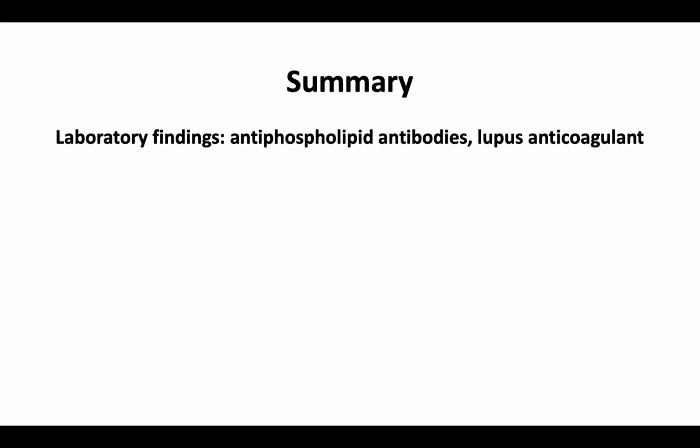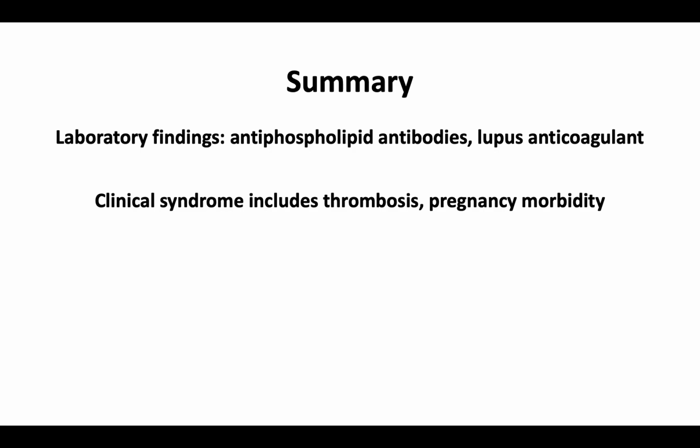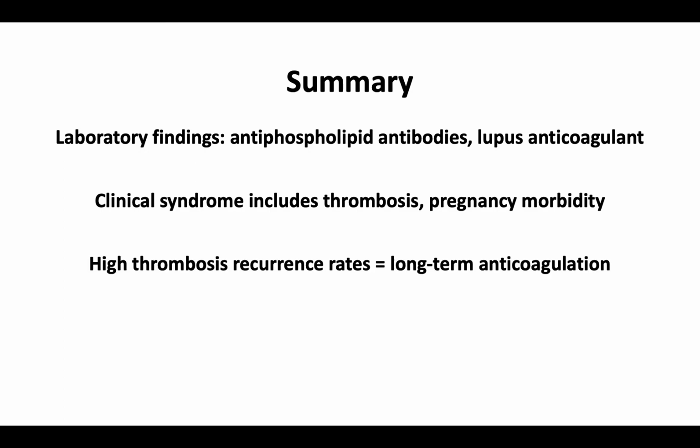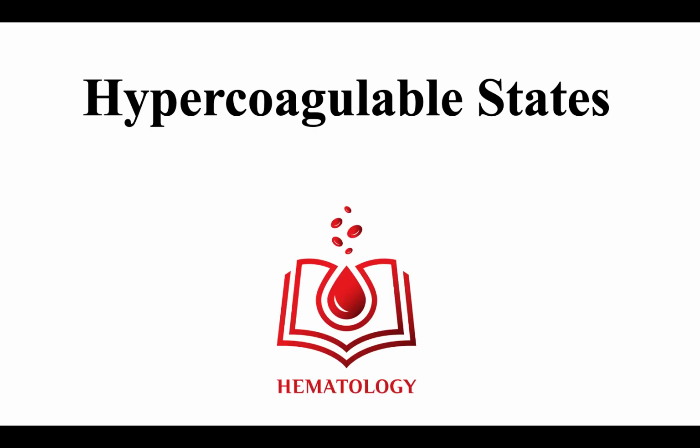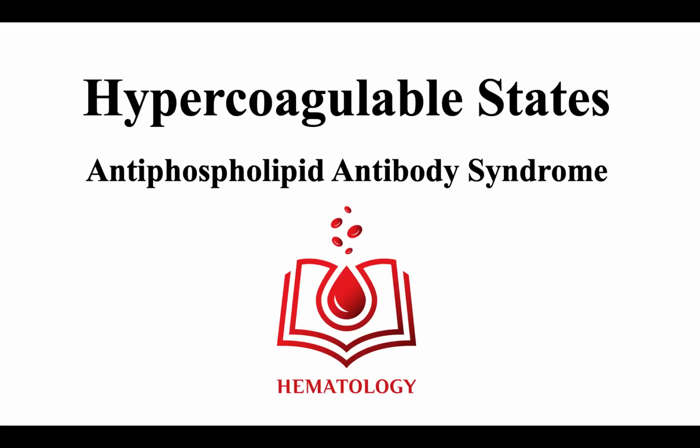In summary, the main lab findings include the presence of antiphospholipid antibodies and/or a lupus anticoagulant. Over and above lab findings, the clinical syndrome includes thrombosis and/or pregnancy morbidity. Due to high thrombosis rates, patients need long-term anticoagulation, typically with vitamin K antagonists. This ends the video on hypercoagulable states, a focus on the antiphospholipid antibody syndrome.